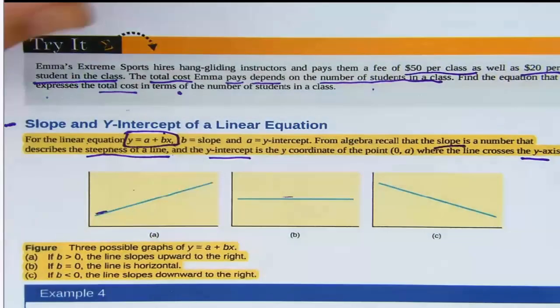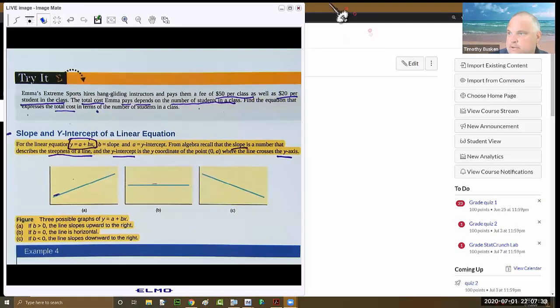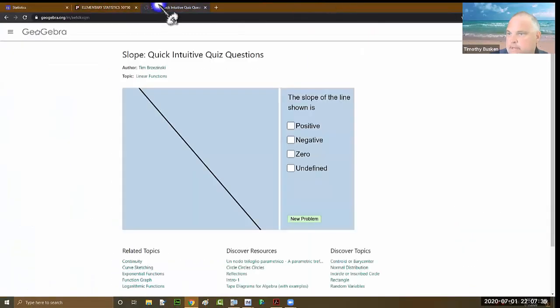Okay, so that's something about the slope, and there was something else I wanted to show you here. Here's a GeoGebra app that I found that Tim Brzezinski made. It's kind of neat. You can use this to quiz yourself on whether or not the slope of a line is positive, negative, zero, or undefined.